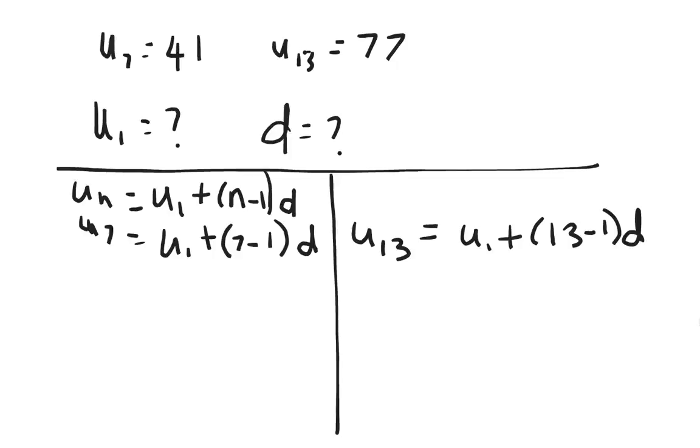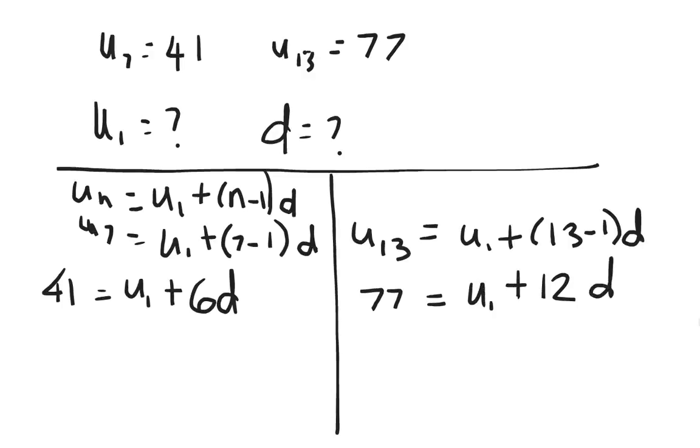Oh, 41. So 41 equals U1 plus 7 minus 1 d. Can we simplify this? Plus 6d. Careful. 7 minus 1, 6. Oh, okay. How about the other one? 77 equals U1 plus 12d. Okay, so what do we do now? Alright, which one do we want to put on top? The big one. So let's put this 77 over here.